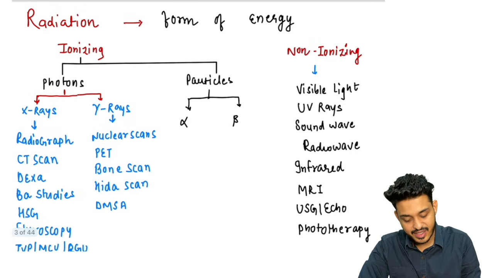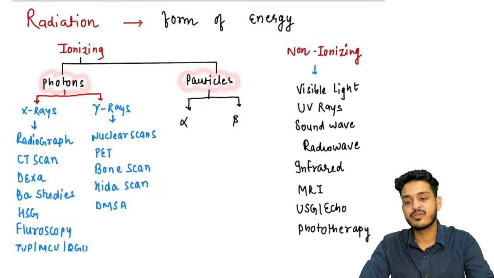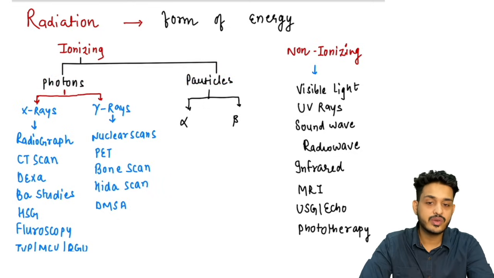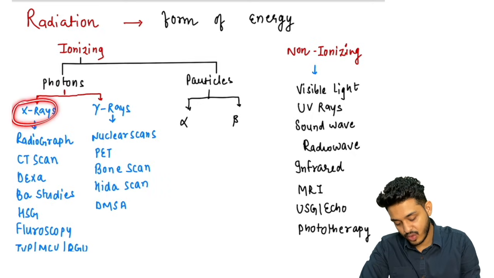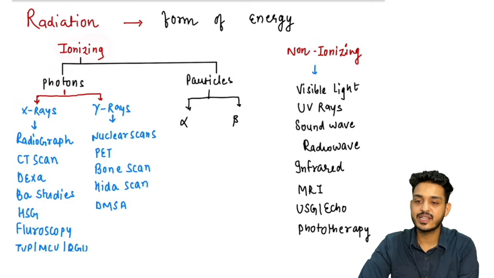In ionizing radiation, we have photons and particles. Remember, the ones we use most commonly are the photons. We have X-rays and gamma rays. These are the ionizing radiation.